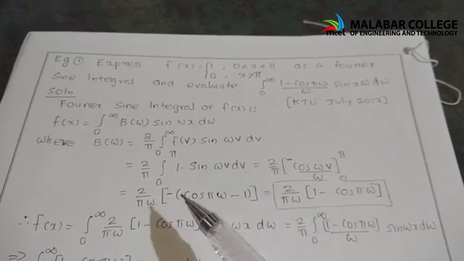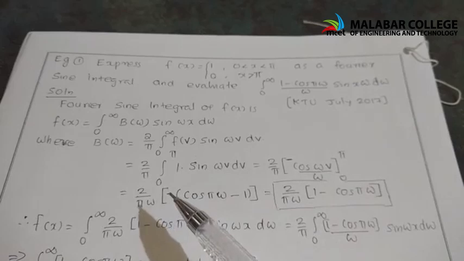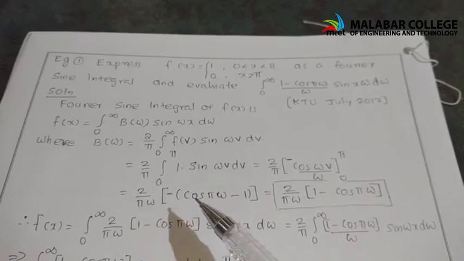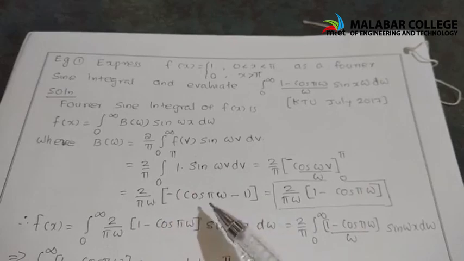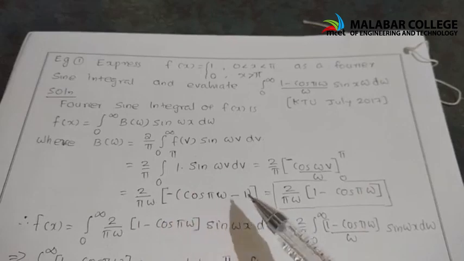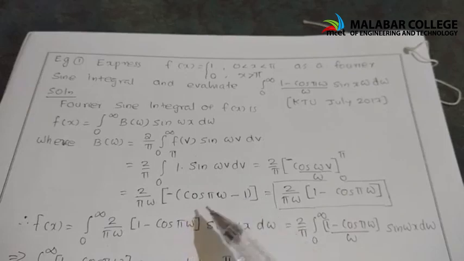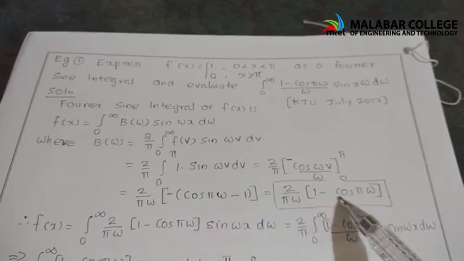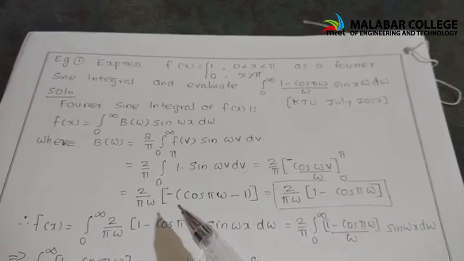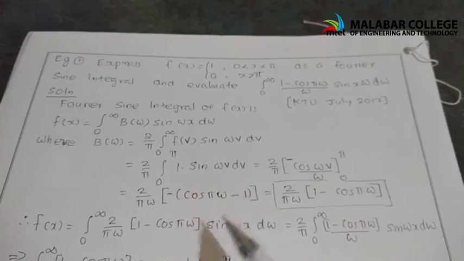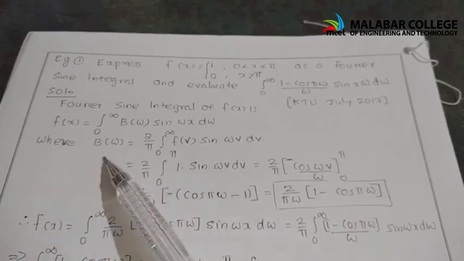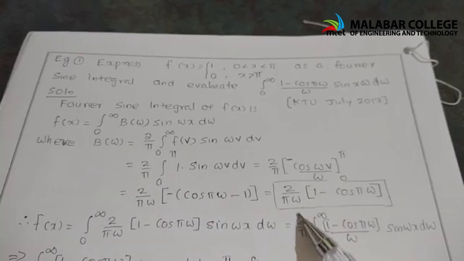And for multiplying the minus here, we have to take the opposite here. Instead of cos pi omega minus 1, we have to write 1 minus cos pi omega. So I am writing here 1 minus cos pi omega. So instead of multiplying by minus, I have to write this in the opposite manner. So this is our b omega. So what is b omega? b omega equal to 2 by pi omega into 1 minus cos pi omega.